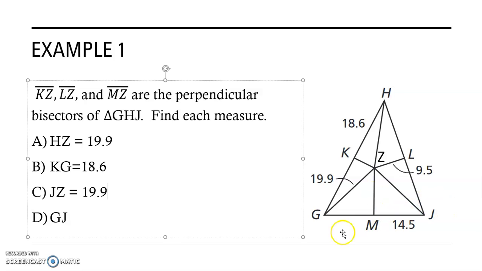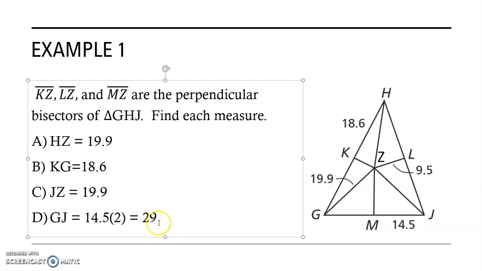And finally, they wanted GJ. Notice again, this is about the segment that makes up the side of a triangle. So remember, this side is cut in half. This half is 14.5, which means that this half is 14.5. And the total segment, I'd have to add them together or do 14.5 times 2. And that comes out to be 29. And that's my final answer there.